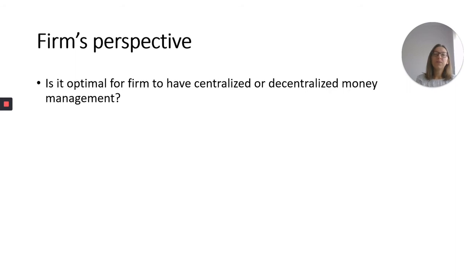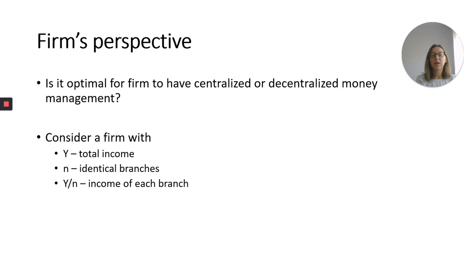We can find different companies in the world. Some have their money management very centralized in the head office. Other companies have it decentralized, where each branch makes decisions separately. So what is the difference?